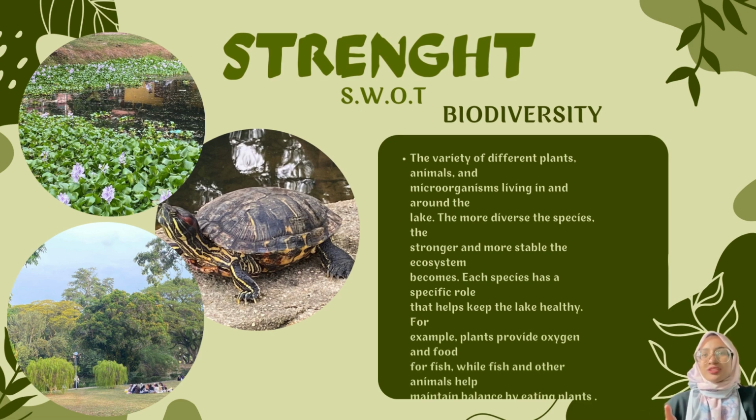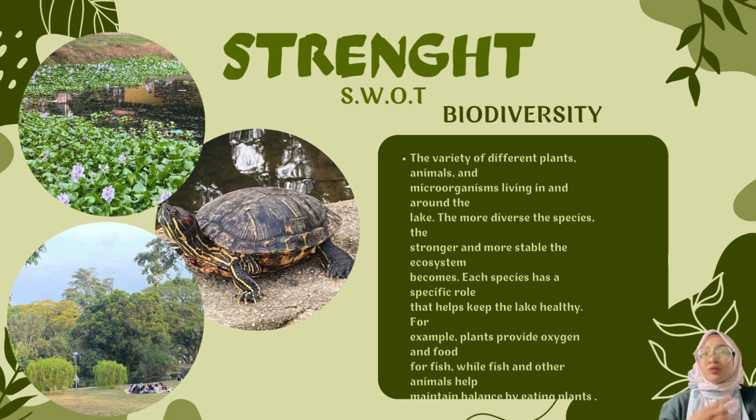Okay, let's move on to the SWOT analysis. The first one is strength. The strength we can get is from the biodiversity, which is the variety of different plants, animals, and microorganisms living in and around the lake. The more diverse the species, the stronger and more stable the ecosystem becomes. Each species has a specific role that helps keep the lake healthy.